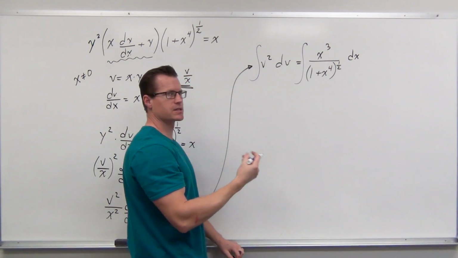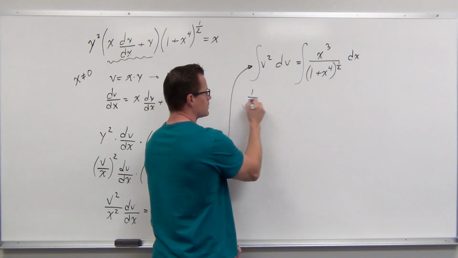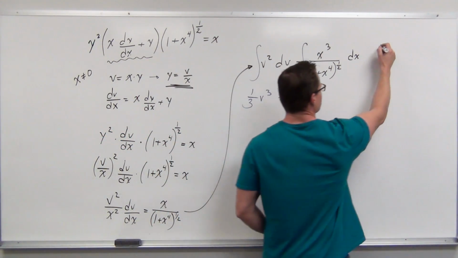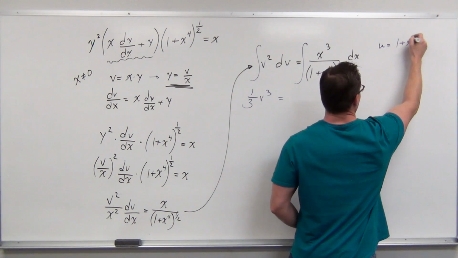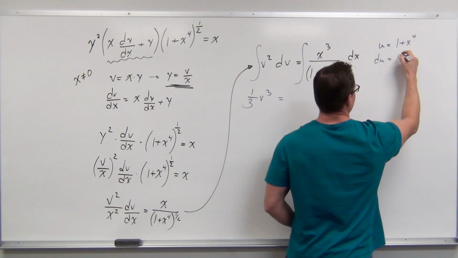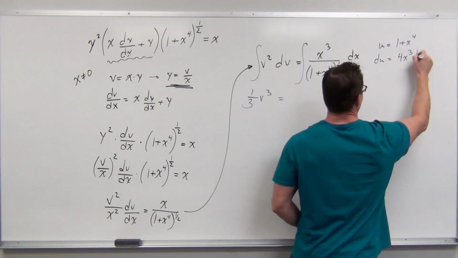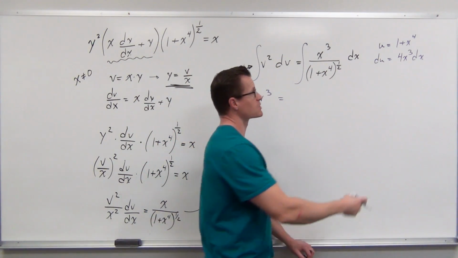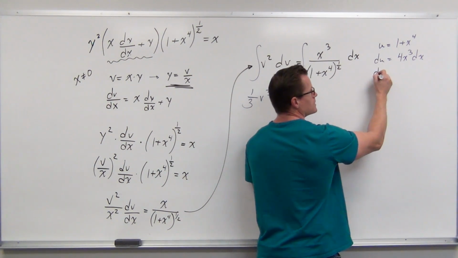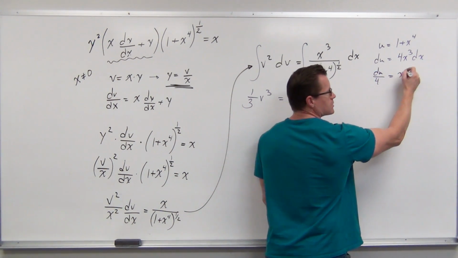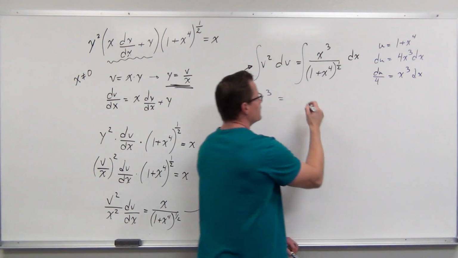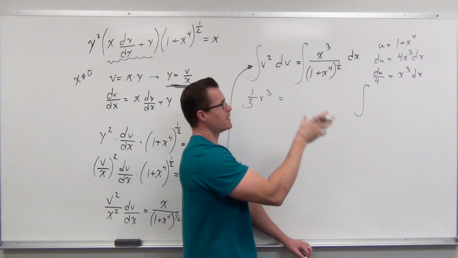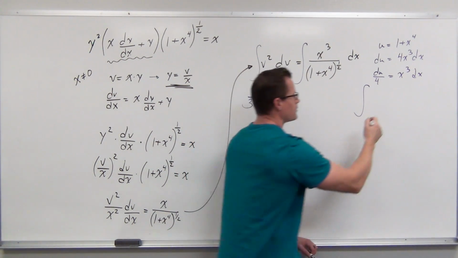So left-hand side, let's see, 1/3 v cubed. Right-hand side looks like a basic u sub. How that works is very similar to most of these embedded derivatives where you have to solve for the piece that you're trying to substitute. So du over 4 equals x cubed dx. That's great. So we get this integral of x cubed dx. We call that du over 4.